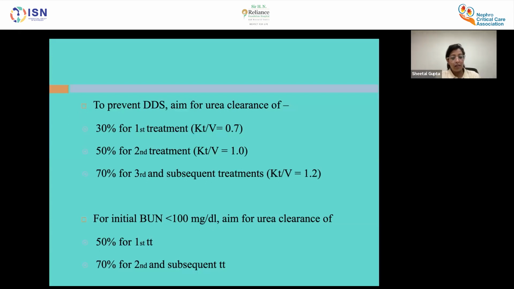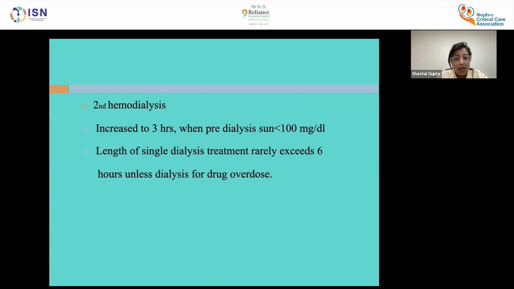Sorry, for initial blood urea nitrogen less than 100 mg per deciliter, we'll aim for urea clearance of 50% for the first treatment and 70% for the second and subsequent treatments. Generally, for the second hemodialysis, the duration can be increased to 3 hours when pre-dialysis serum urea nitrogen is less than 100 mg per deciliter. The length of a single dialysis treatment rarely exceeds 6 hours unless dialysis is for drug overdose in acute hemodialysis.